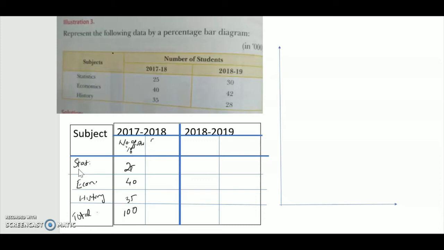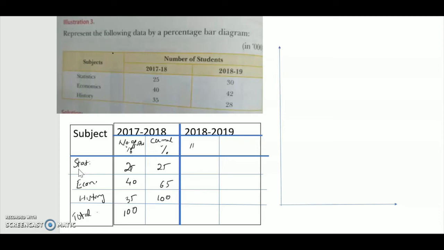And here cumulative percentage, that is 25, then 65. If you are adding these numbers, you will get 65. 25 plus 40, then again 100. Not needed to calculate the total.